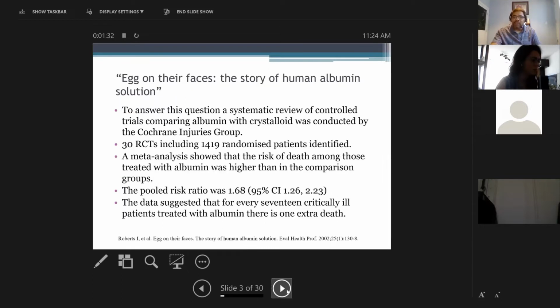So they had very few trials at that point, and they were mostly smallish trials, but they did a very careful search. Multiple databases were searched, and they found a total of 30 randomized controlled trials, 30, okay? But each trial was fairly small. Between them, the 30 trials only had about 1,400 randomized patients, right?